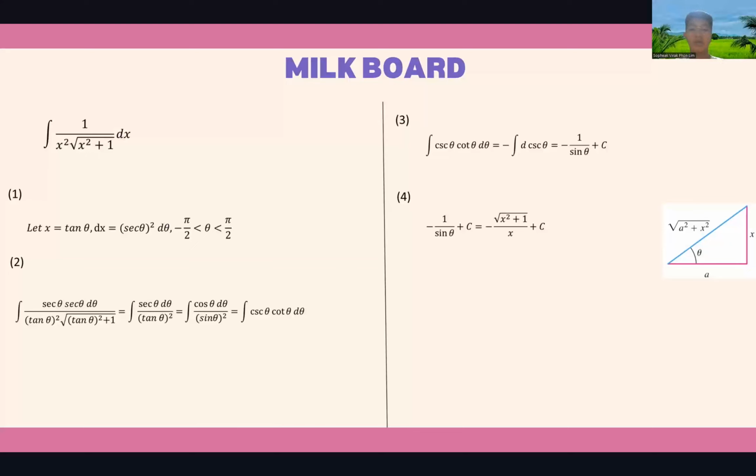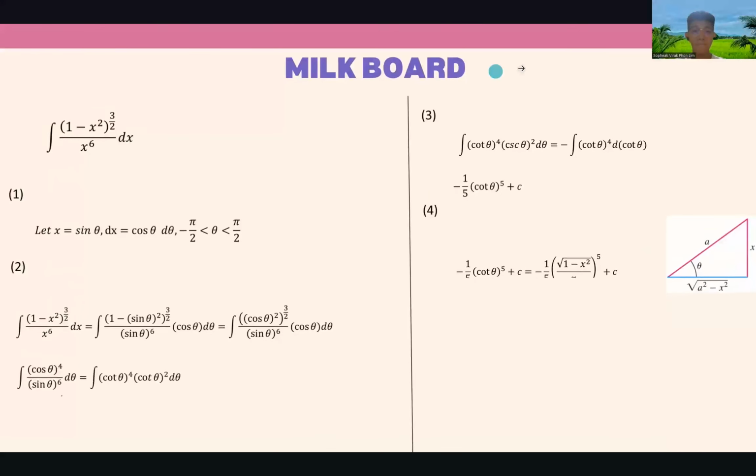And in the fourth step, we have to reverse it back into the original variable x, where sine theta equals the opposite side over the hypotenuse, in which the opposite side is x and the hypotenuse is the square root of x squared plus 1. So here's the answer of our integral problem. So let's move to the third example.